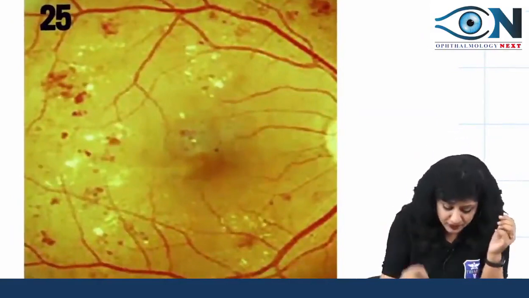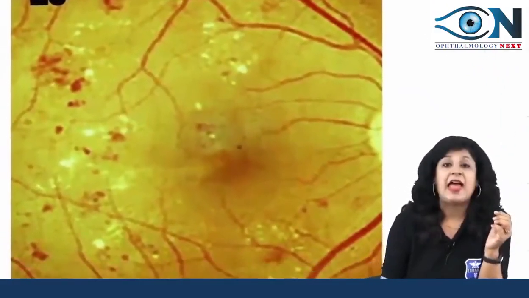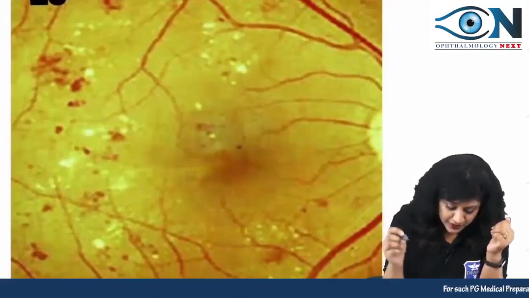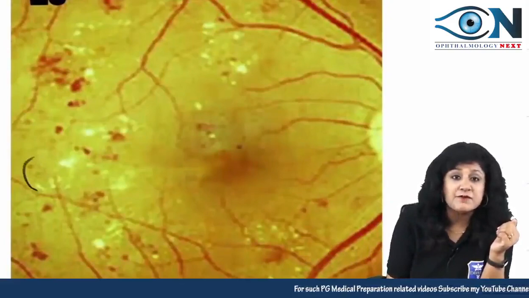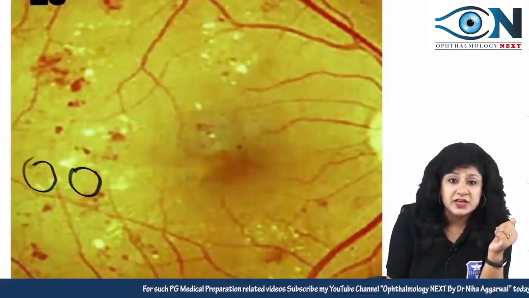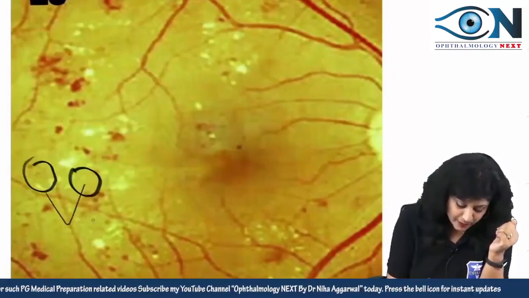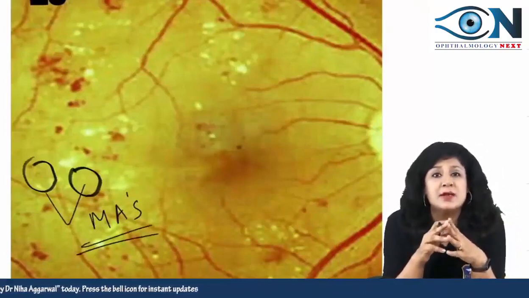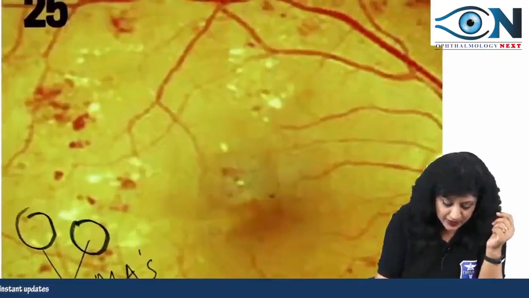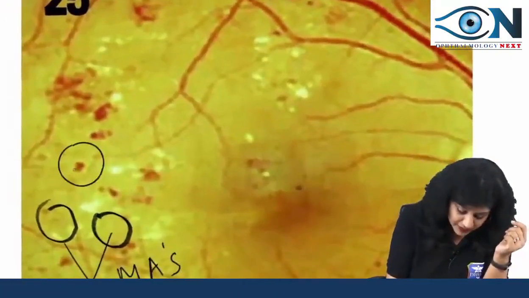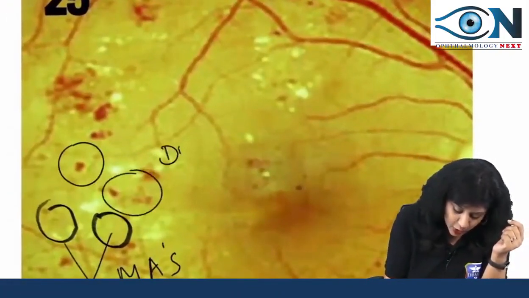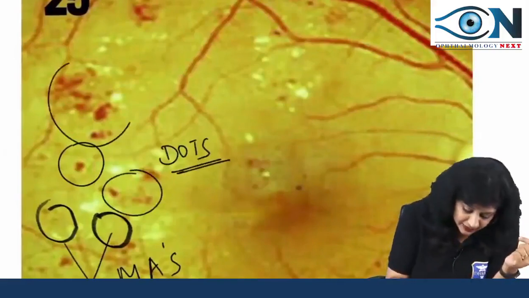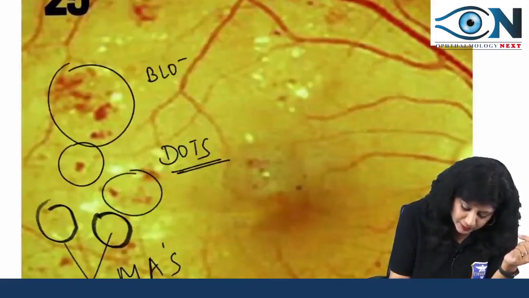Now let us try to see this and evaluate what are the things which are available here. So we have got something which are very small hemorrhages. What are these? These are actually your microaneurysms. Very small pinpoint hemorrhages are the microaneurysms. Then you are able to see that we have got bigger ones than this. So these are your dot-like hemorrhages, and then we have got even bigger like this. These are called the blots.